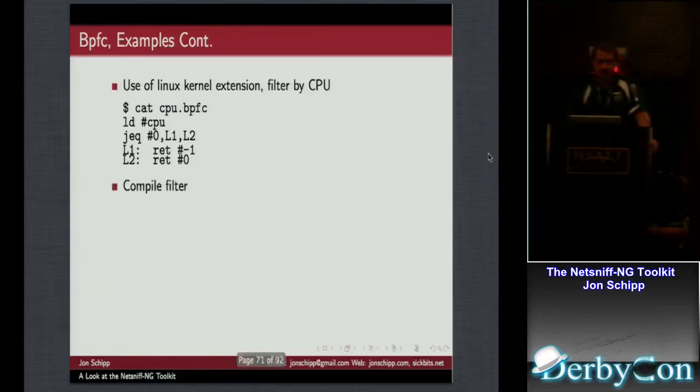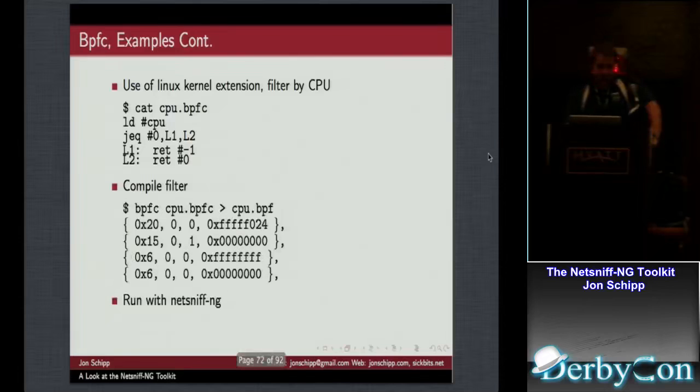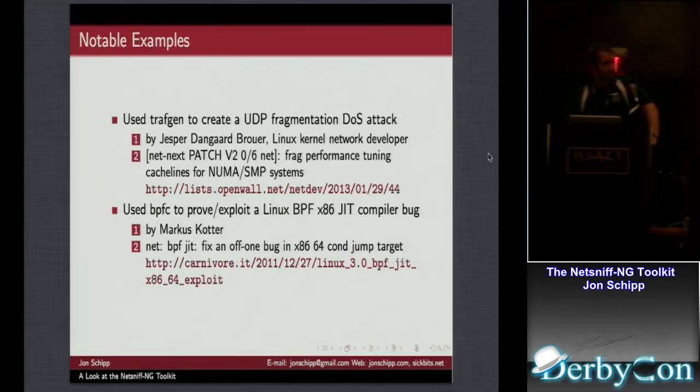And the example use case for this is if you're using RPS where packets are distributed across different CPUs. You could then use a filter like this to say, hey, I just want to grab the packets that arrived on this CPU when they're distributed. And then to run this, you say, hey, take it in and apply it. And it compiles to the kernel and you get your packets.